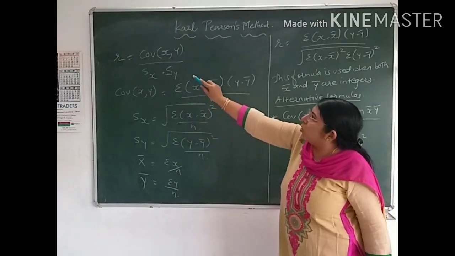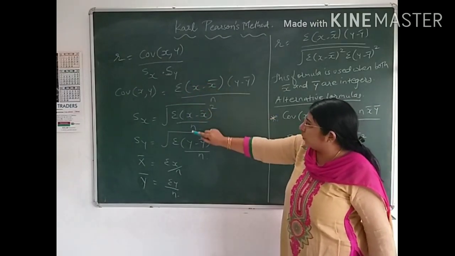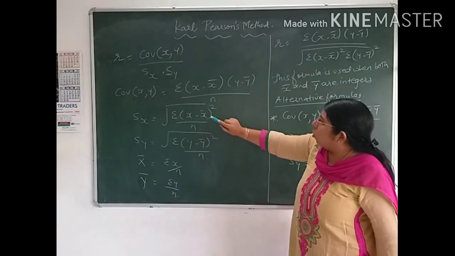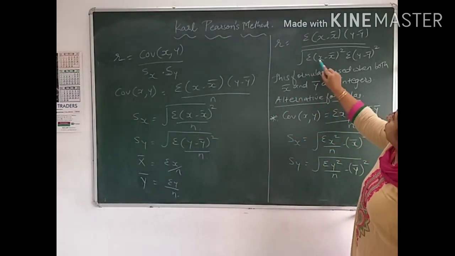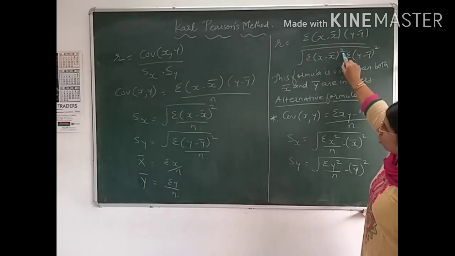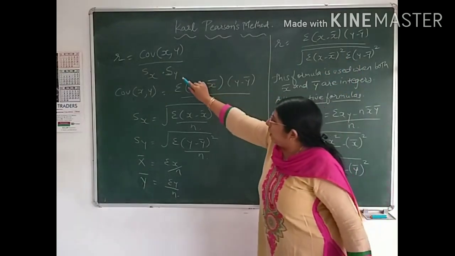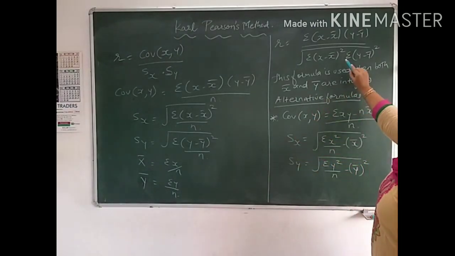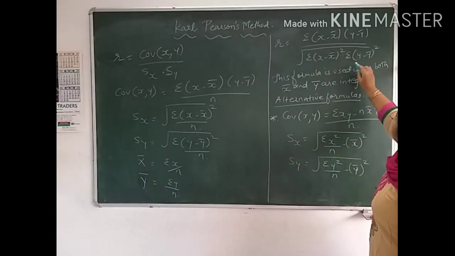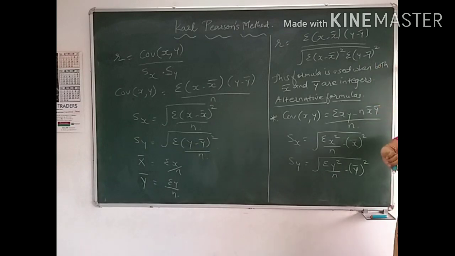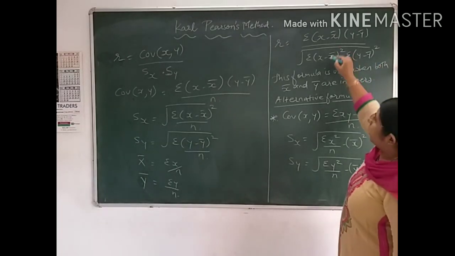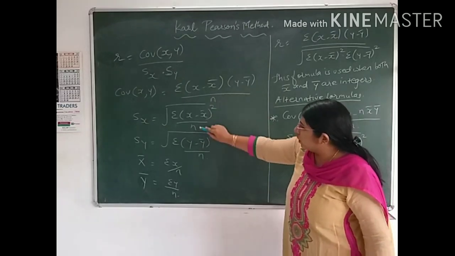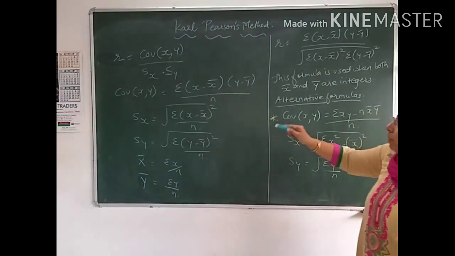Now standard deviation of x. What is the basic formula? Covariance of xy upon standard deviation of x. So instead of standard deviation of x, I will write under root of sigma x minus x bar whole square. And in place of standard deviation of y, I will write sigma y minus y bar whole square. So from this, n and n will be cancelled. Over here there is n in the denominator and over here also n in the denominator, so it will be cancelled.